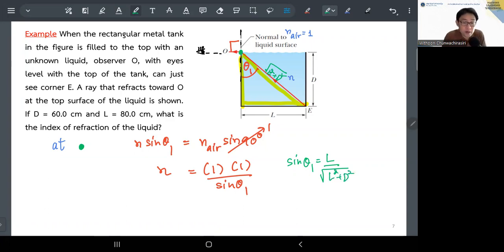Here we go. Because you know the dimensions, L is given, D is also given. Because this is 60 and this is 80, I know this is going to be 100 centimeters. With that, I know L is 80 divided by 100, so I know what theta 1 should be. Once I know sine theta 1, I can just plug it back in. Oh, I don't even have to use the calculator here. So sine theta 1 is 10 over 8, 5 over 4, so it's 1.25, and I am done.